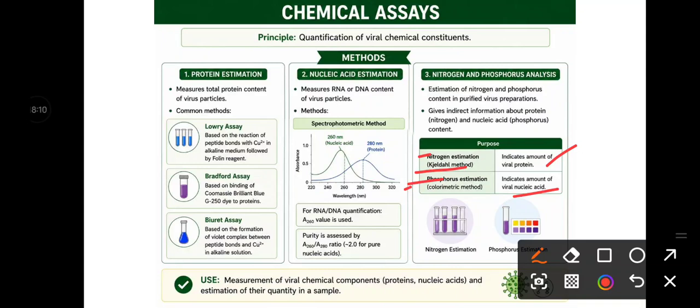So this is about the chemical assay. Chemical assay means we are estimating either the nucleic acid or the protein, because the major chemical constituent of the virus is nucleoprotein. By that we can estimate the virus concentration and infectivity.